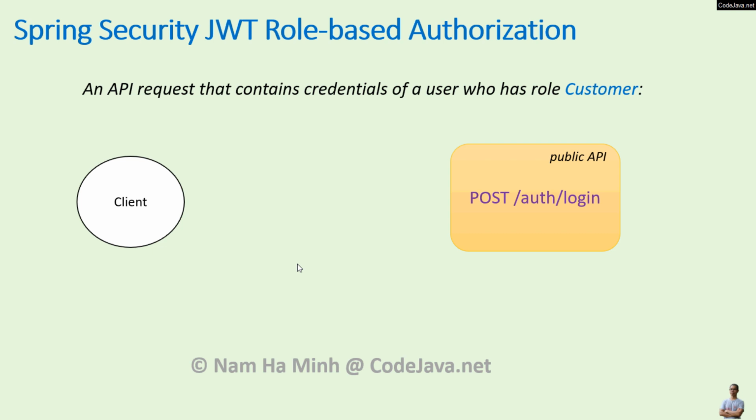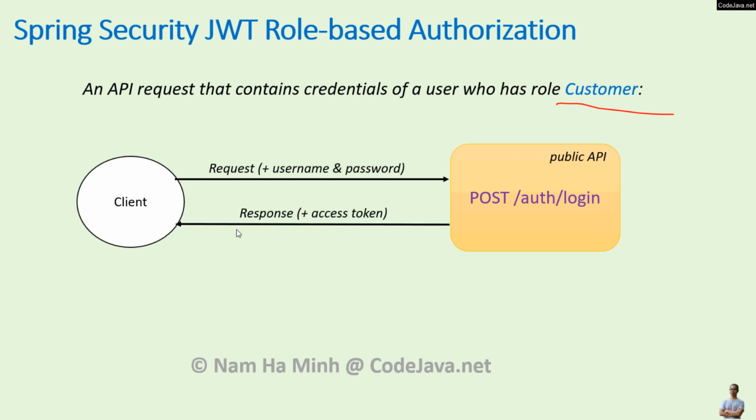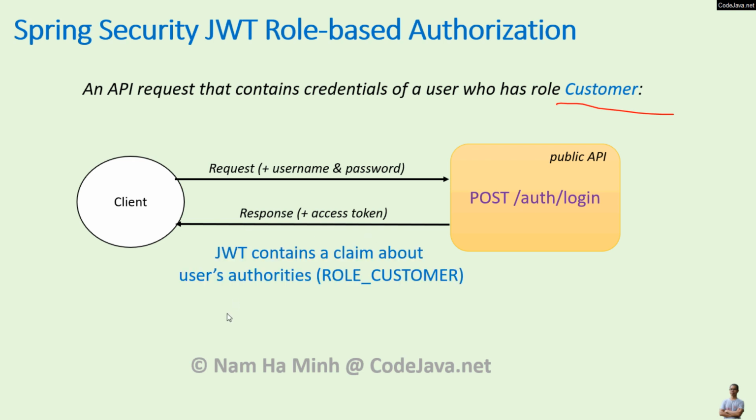So firstly, we need to update the authentication API. For example, given an API request that contains credentials of a user who has the role customer: the client sends a request that includes username and password to the API, and if the credentials are valid, it returns a response that includes the access token, which is a JWT containing a claim about the user's authorities, such as the role customer.